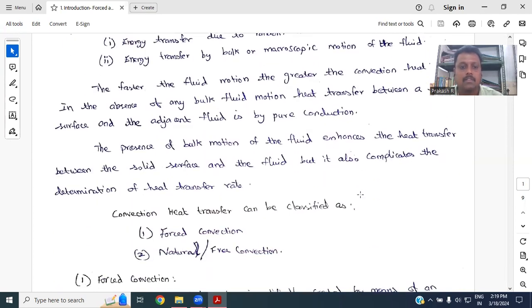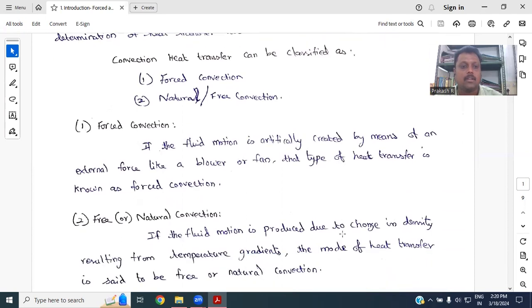In other terms, convection is defined as the heat transfer that occurs between two different media: one is a solid surface and the other is a fluid. This convection heat transfer can be classified into two types. One is forced convection. The second one is called natural or free convection.